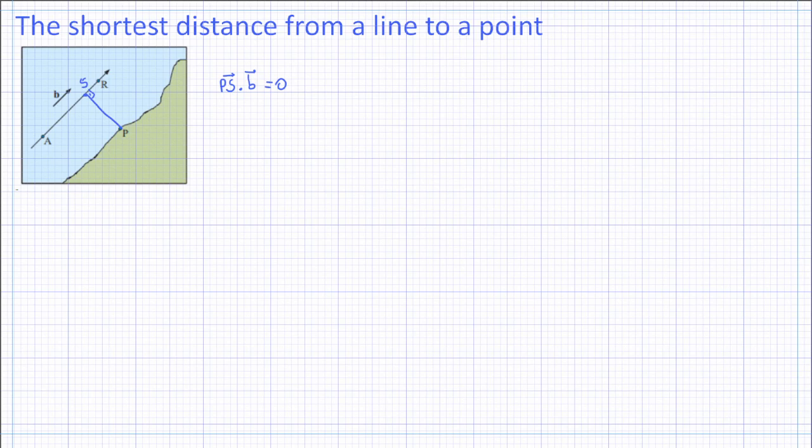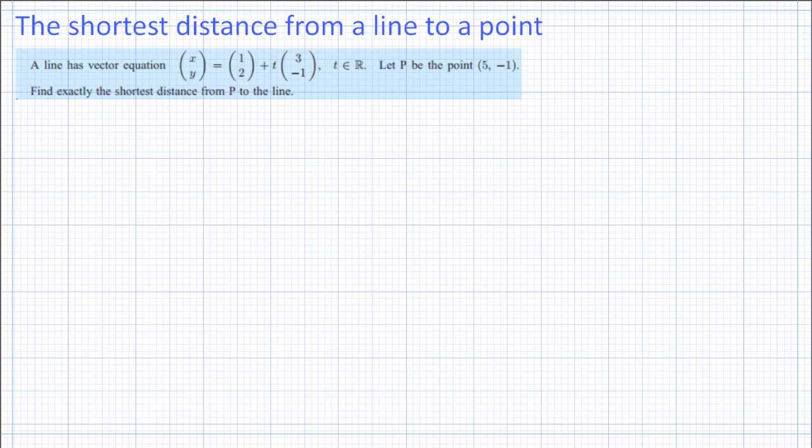Now point S has a special name. It's also called the foot of the perpendicular from P to the line. Okay, it's the foot. So let's take a look at one example. A line has this equation: x is 1 plus 3t and y is 2 minus t, and t is a real number. Now let P be the point (5, -1). Let's find exactly the shortest distance from P to the line.